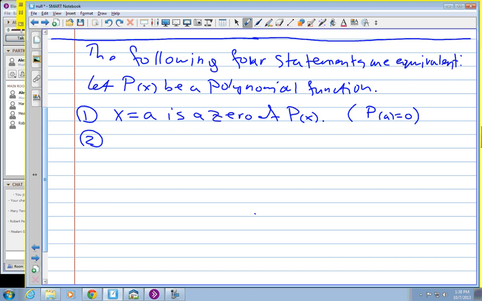So that means, what is the y value when I plug in a for x? 0, right? So that means that x equals a is an x-intercept of the graph y equals p of x. Right? Because a makes my function equal 0. That means it hits the x-axis at those points. Is that okay? Kind of?